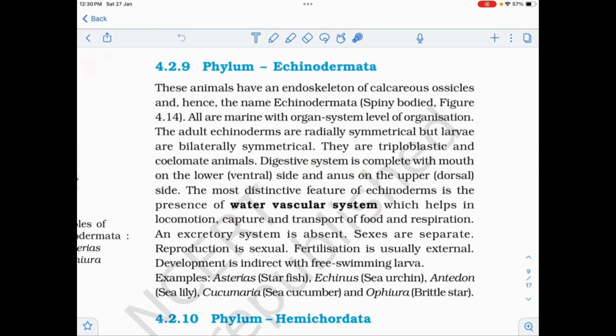It may be confusing between Mollusca and Echinodermata. The water vascular system is present in echinoderms, not molluscs. It helps in locomotion, capture and transport of food, and respiration also. An excretory system is absent, sexes are separate, and reproduction is sexual. Fertilization is usually external, and the development is indirect, with a free-swimming larva. Examples are Asterias, starfish; Echinus, sea urchin; Antedon, sea lily; Cucumaria, sea cucumber; Ophiura, brittle star.